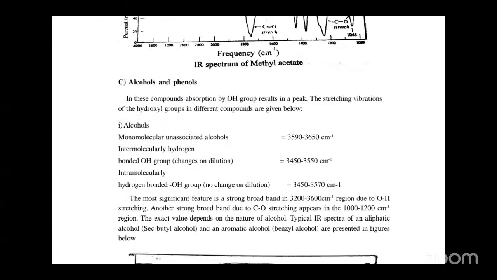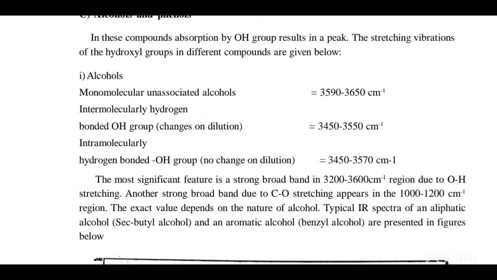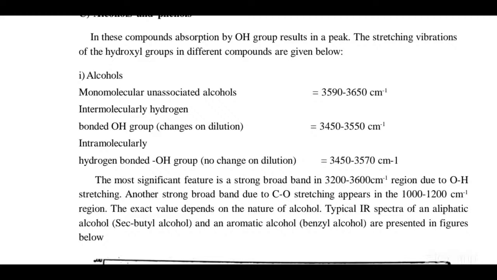Alcohols and phenols. The monomeric, unassociated alcohols absorb at 3590 to 3650, and the intermolecularly hydrogen bonded OH group is 3450 to 3550.